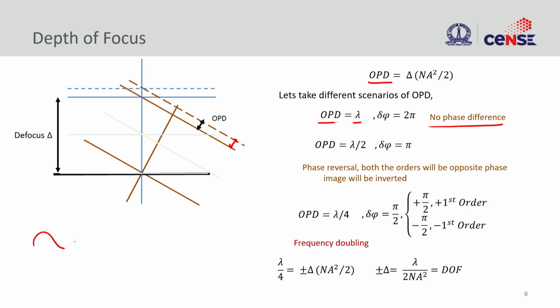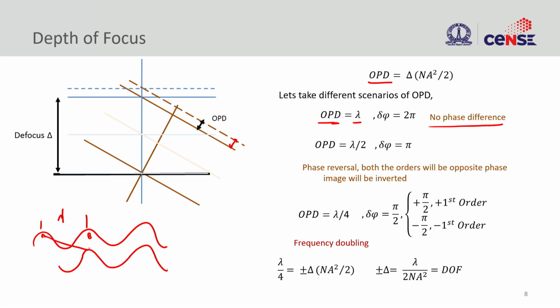So you have a wave, and then the next wave is lambda. So this is lambda. This is as a function of distance, and this is your wavelength. So now we say OPD is one wavelength. So this is point A and point B, let's say. Now point A has moved to point B. That means you have one wavelength movement.